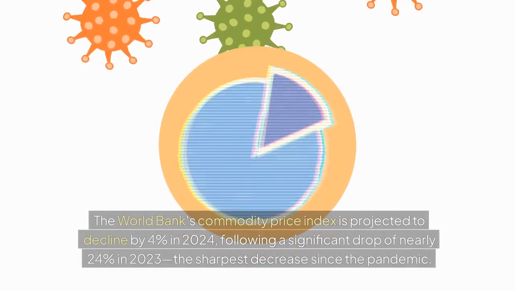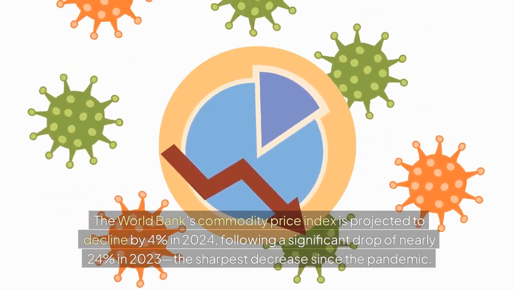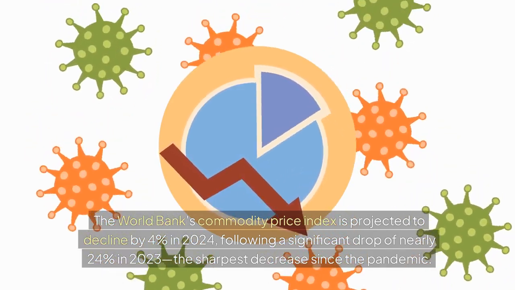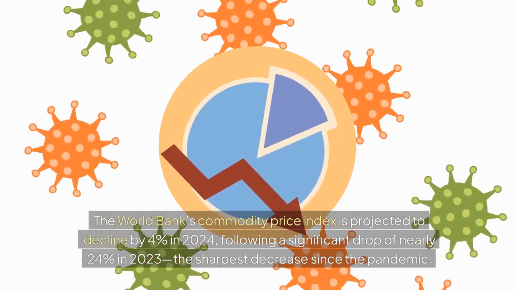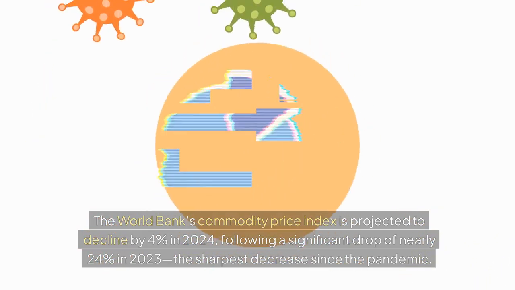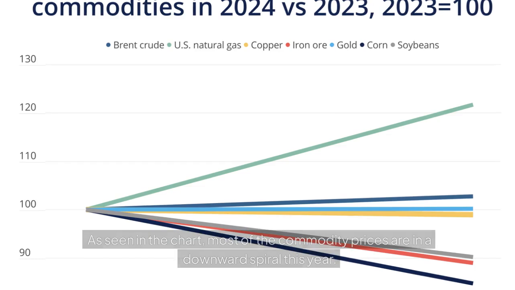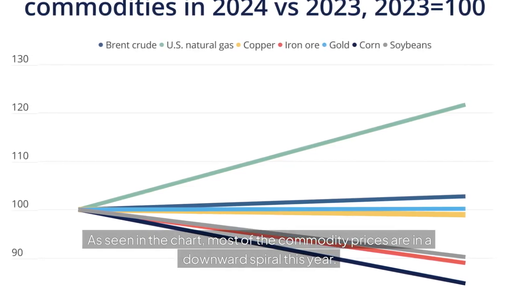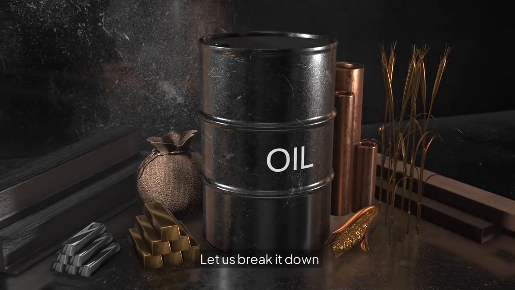The World Bank's Commodity Price Index is projected to decline by 4% in 2024, following a significant drop of nearly 24% in 2023, the sharpest decrease since the pandemic. As seen in the chart, most of the commodity prices are in a downward spiral this year. Let us break it down.